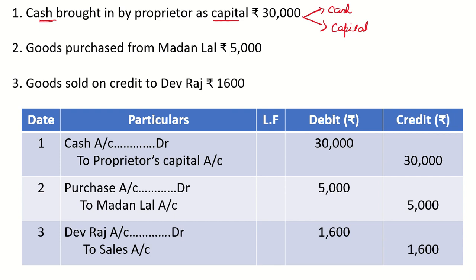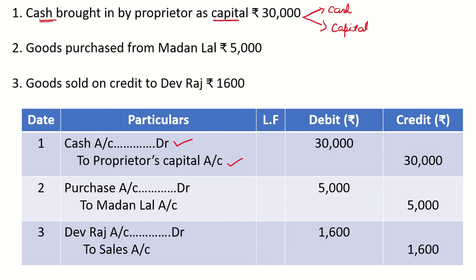Okay, so see here cash account debit because cash is coming in the business. What our real account rule says: debit what comes in. So cash account debit to proprietor's capital account, that is credit what goes out of the business.